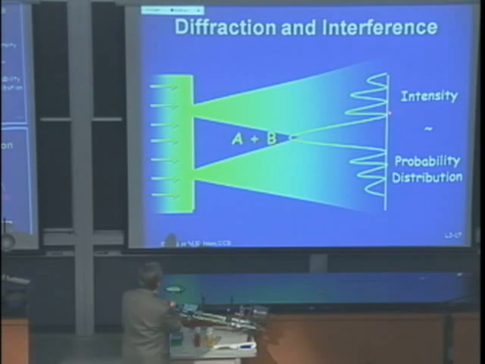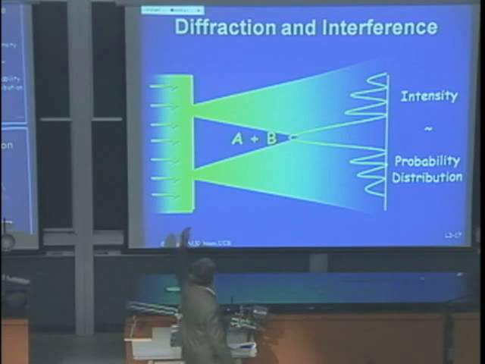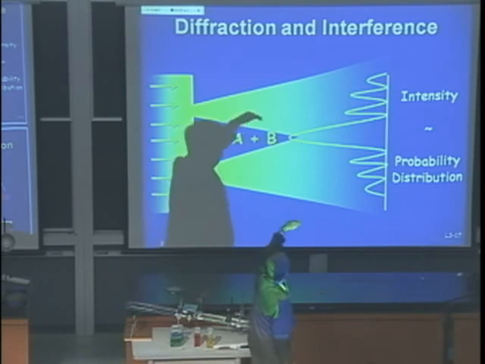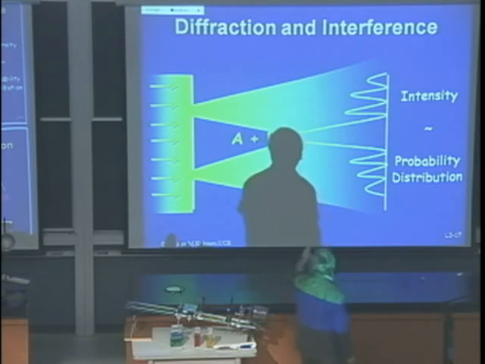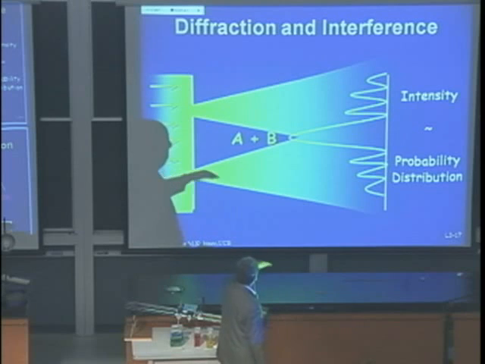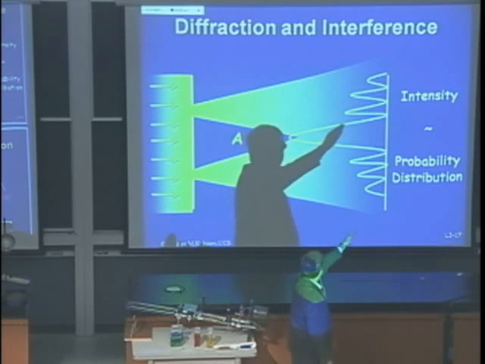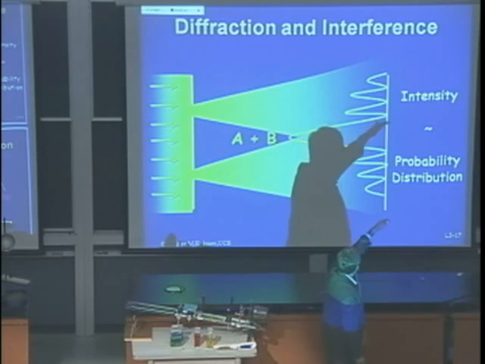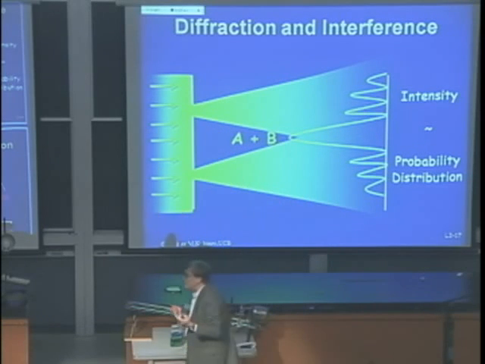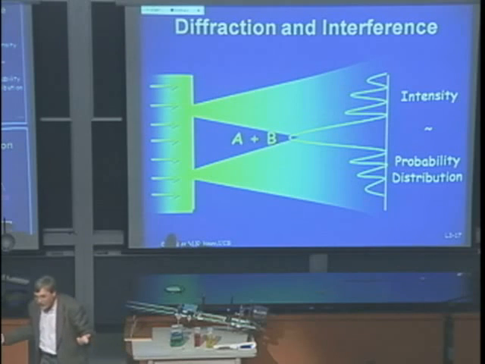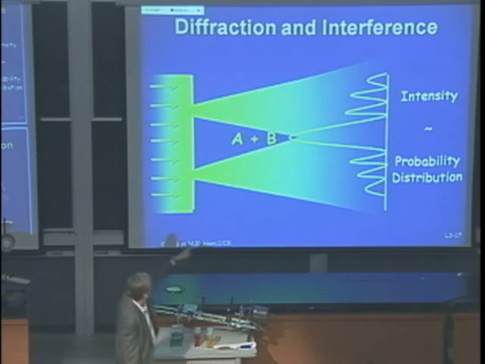Now, let's look at this one here. This wave goes up, down, up, down, up. And this wave goes up, down, up, down, up, down. Okay? So now you have destructive interference. So there is a dark spot.